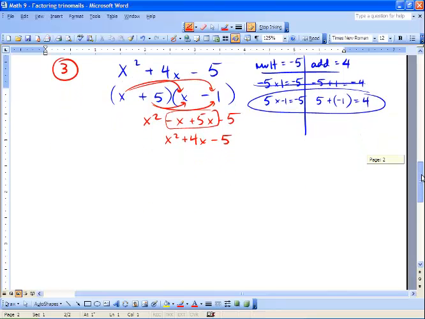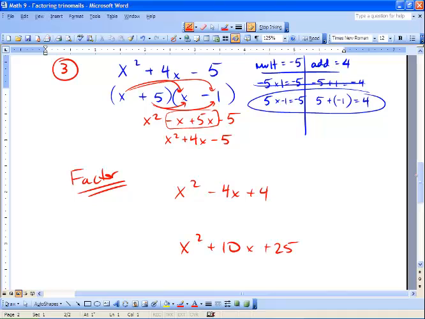I have two that I'd like you to try on your own, please. x squared minus 4x plus 4. So factor these. And x squared plus 10x plus 25. Go to it.